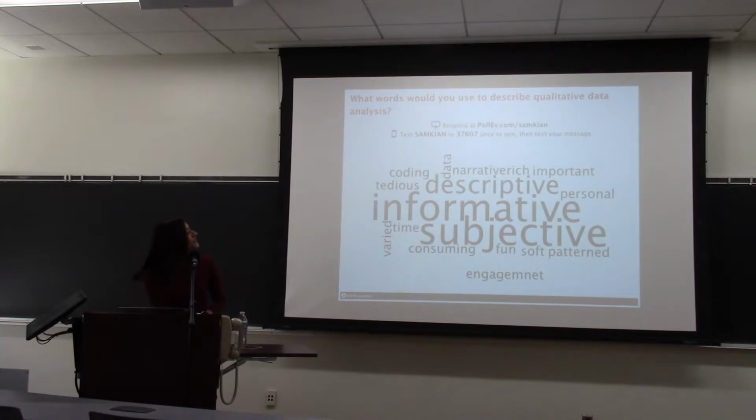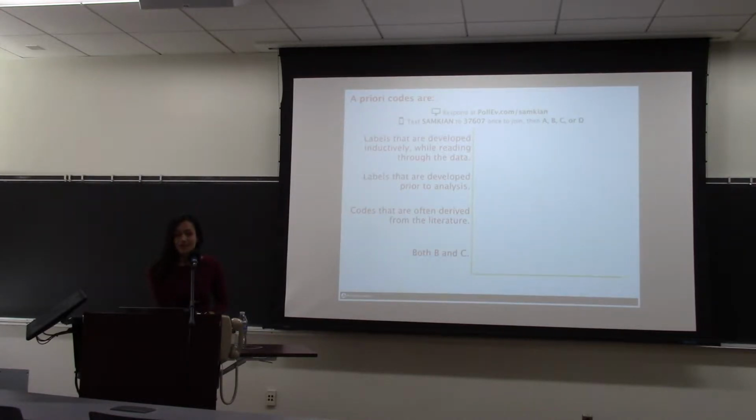Let's go to the next one. This is a multiple choice, so you're going to hit A, B, C, or D. The prompt is: a priori codes are labels that are developed inductively while reading through the data, labels that are developed prior to analysis, or codes that are often derived from the literature, or both B and C?